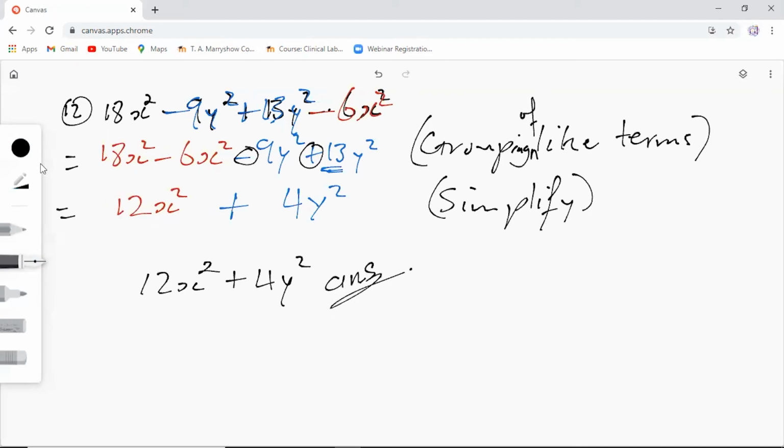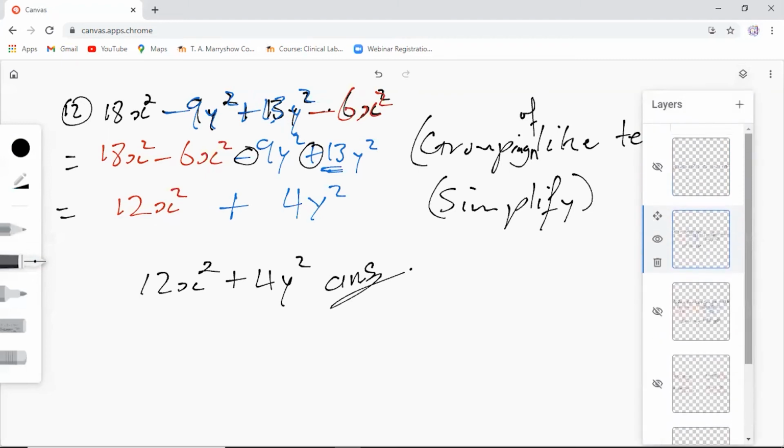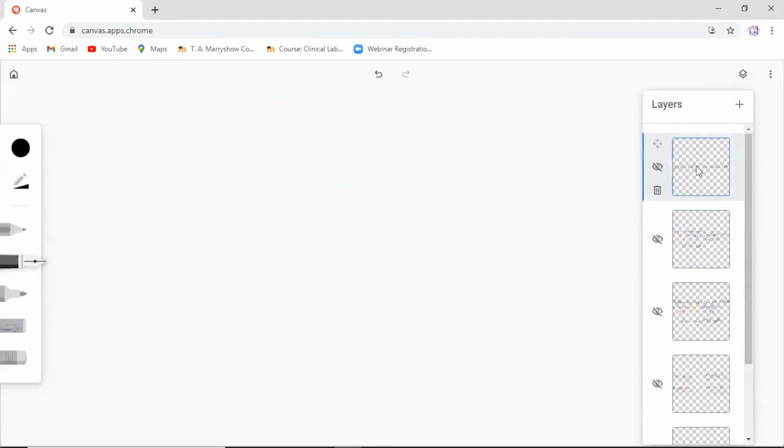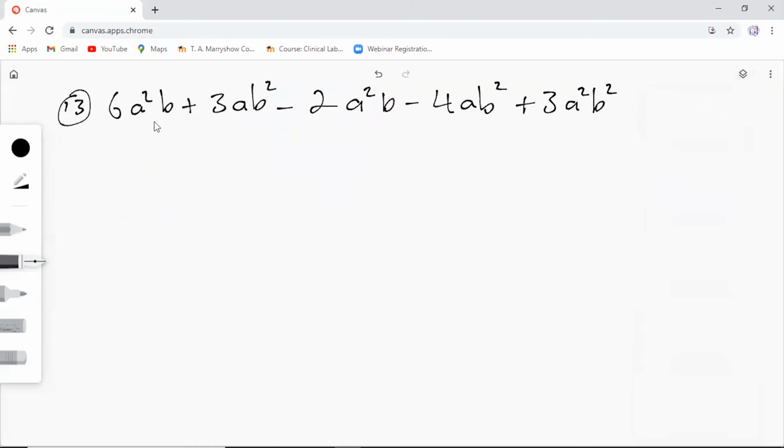Very well. Then we have one more question to do, and this one is a bit more advanced, in the sense that the variables are more complicated. They are not just one letter. So we have 6a squared b plus 3ab squared minus 2a squared b minus 4ab squared plus 3a squared b squared.